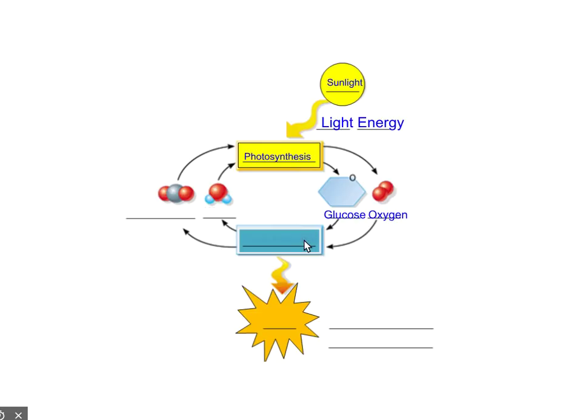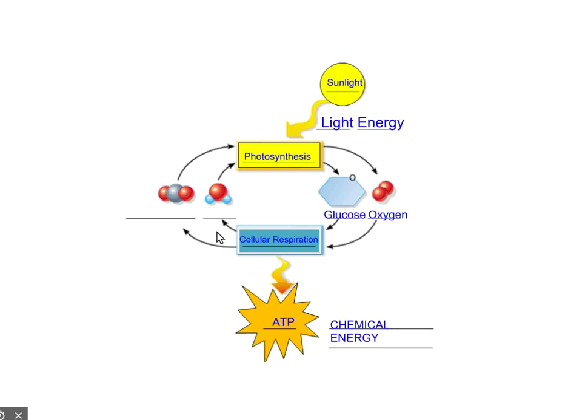Glucose and oxygen then become part of the cellular respiration process. Cellular respiration is making ATP, which is a type of chemical energy that your cells and bodies need in order to do the basic processes: running, jumping, walking, standing, sitting, sleeping, all those little things that we do, blinking. All of that requires ATP.